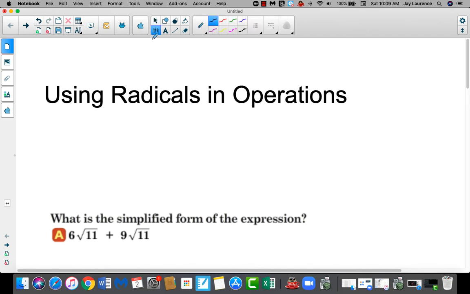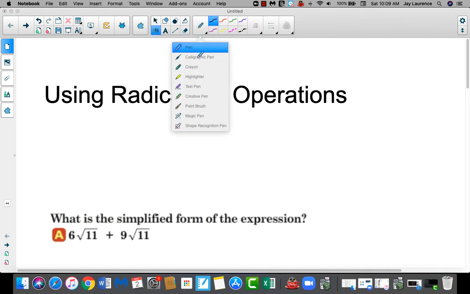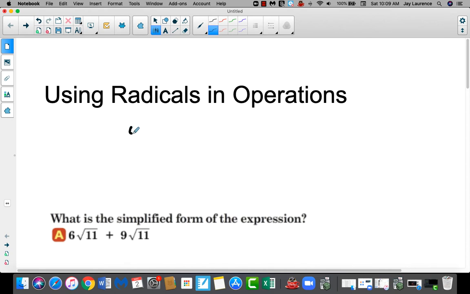We're going to be using radicals and operations. Now, before we do that, I want to ask you what 4x plus 2x equals. And of course, you're all going to say 6x. And if I say y, you're going to say they're like terms. You just combine like terms.